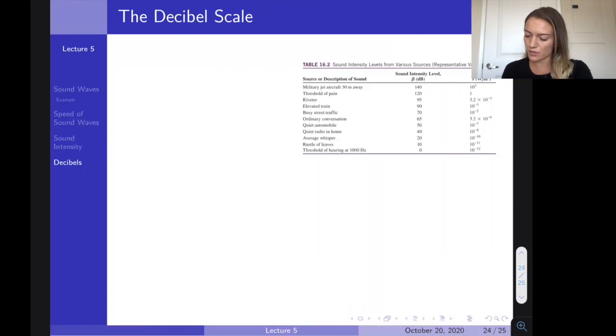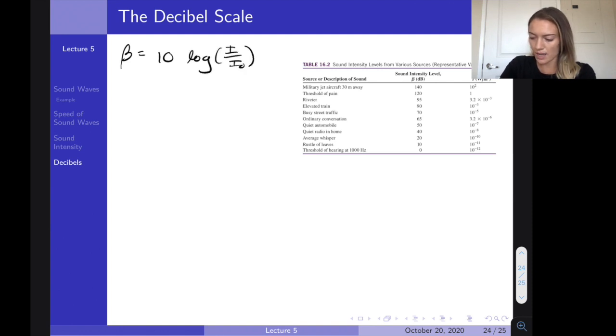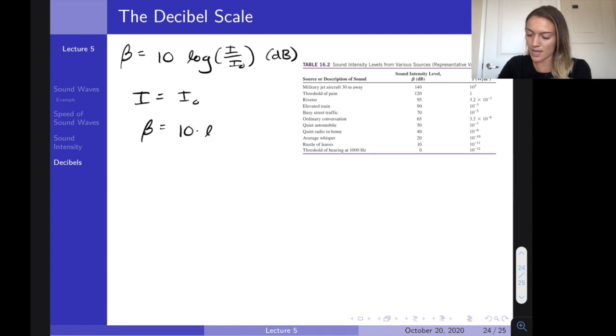So just to review this for a second, beta is 10 decibels times log of I over I naught. This is measured in decibels. So let's say we had a sound that was at intensity I naught, just the threshold of hearing. That would mean our decibel level, beta, is 10 times log I naught over I naught, and that's just 10 times log of 1, right?